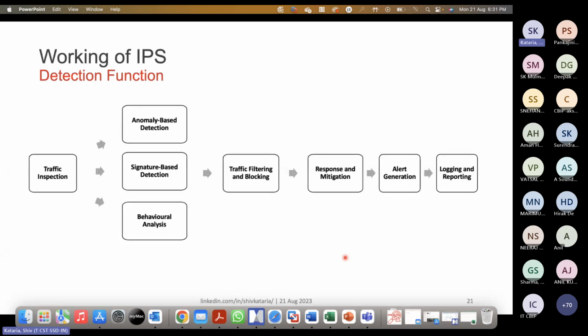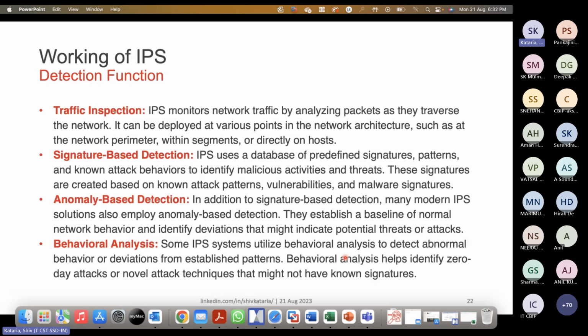So it works starting with the traffic ingestion, and then there could be three different types of IPS: anomaly based, signature based, and behavior based, similar to IDS. They filter the traffic and block it, and they also alert the user of what they have blocked in the network. And finally, they will be logging the action that is taken.